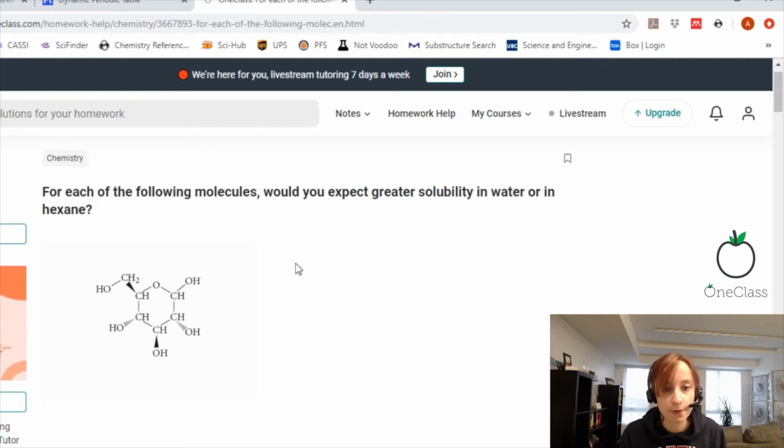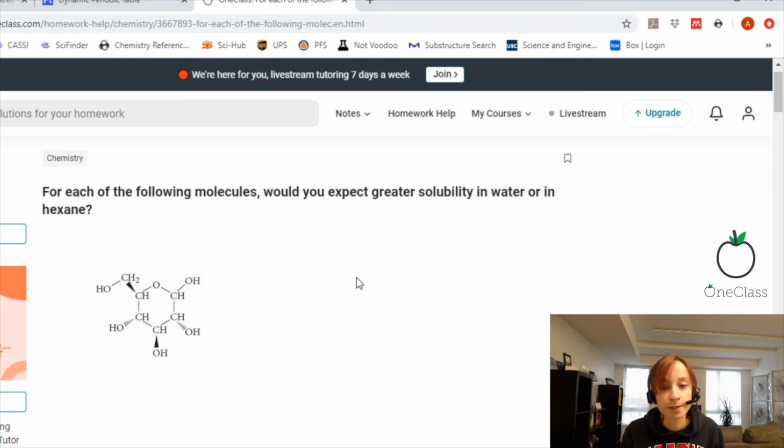For each of the following molecules, would you expect greater solubility in water or in hexane? Water is a very polar solvent because it has hydrogen bonding, whereas hexane is just carbons and hydrogens, so it is nonpolar. A good thing to remember is that like dissolves like, so polar compounds dissolve in polar solvents and nonpolar compounds dissolve in nonpolar solvents.